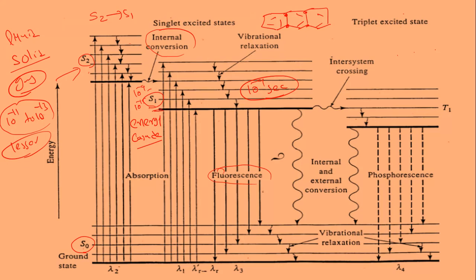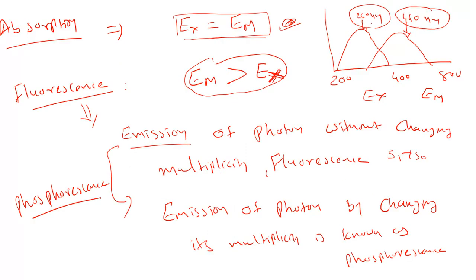Now the difference between the fluorescence spectra as well as the UV visible, that is the range of UV and this is the range of visible.